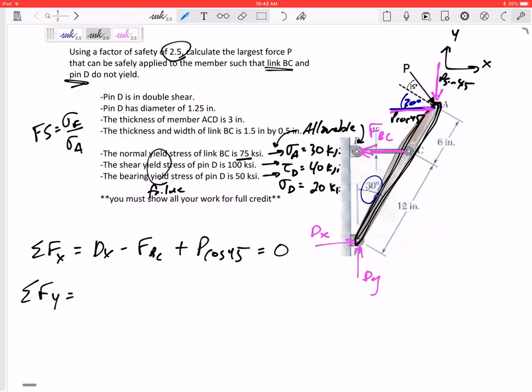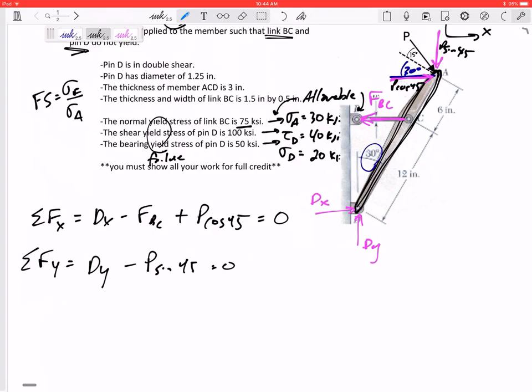Summing the forces in Y: Dy minus P sine 45 equals 0. And summing the moments, I can sum moments about any point. I'm going to sum the moments about point D. So the sum of the moments about point D: FBC, its perpendicular distance is this distance right here, which would be 12 inches cosine 30.